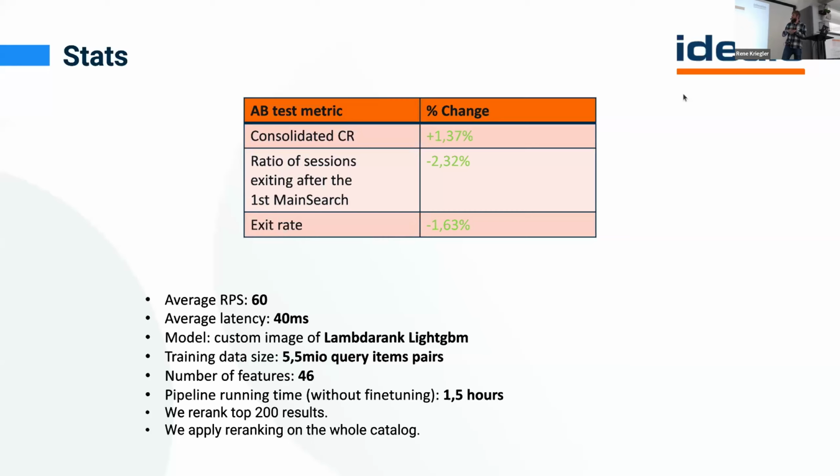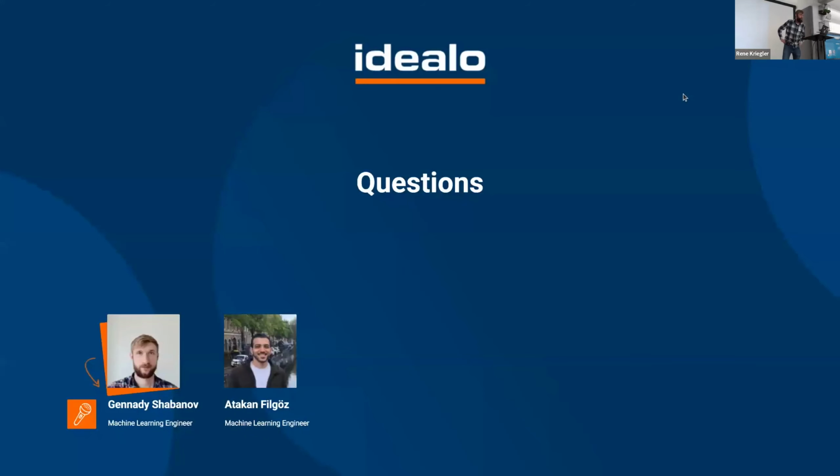So these are our A/B test results. For half of our traffic, we improved consolidated conversion rate by 1.37. The ratio of sessions exiting after the search, when a user searches and then exits, is -2.3, and the exit rate is -1.63. That's it. Thank you very much.